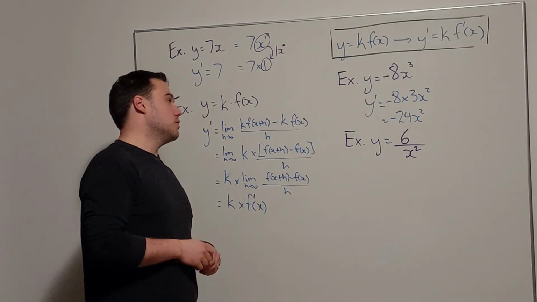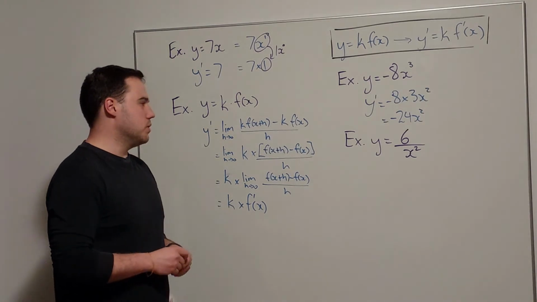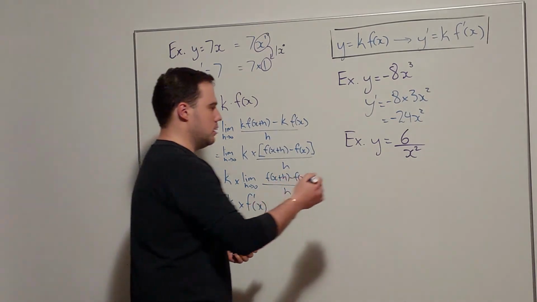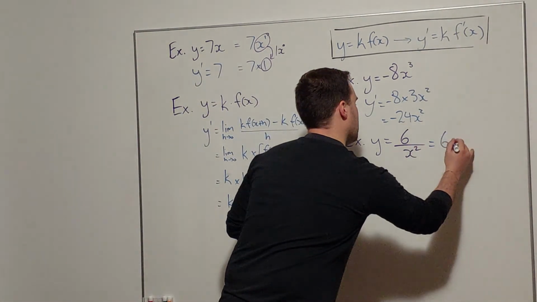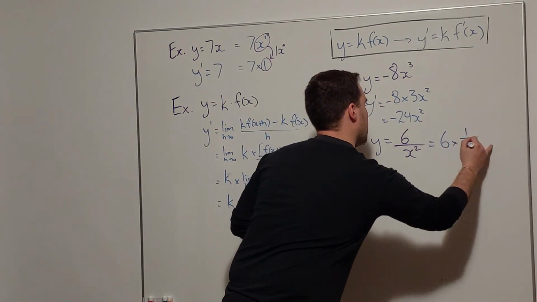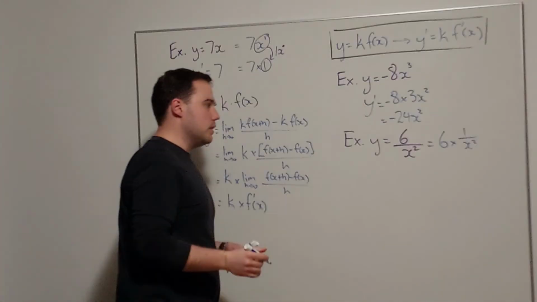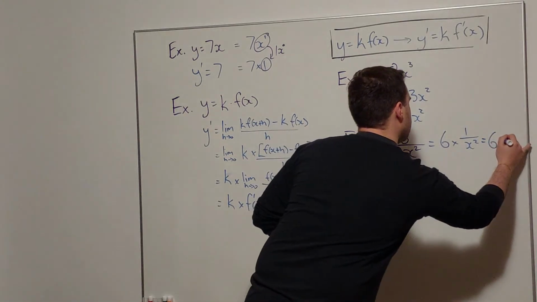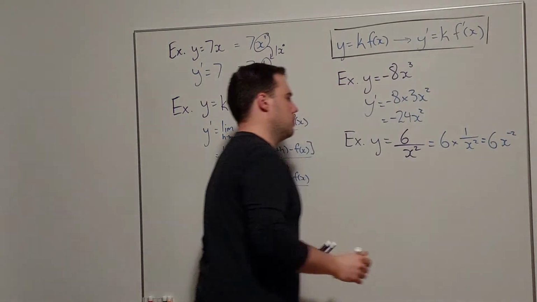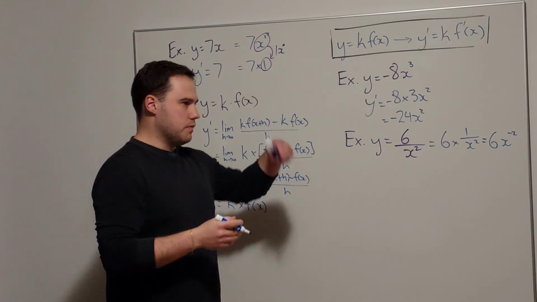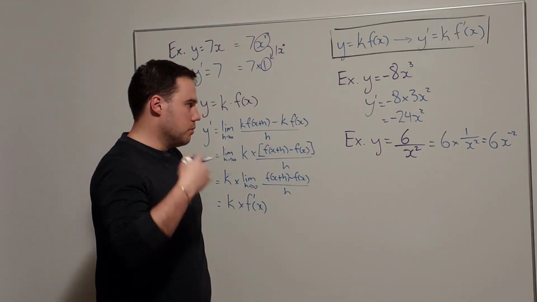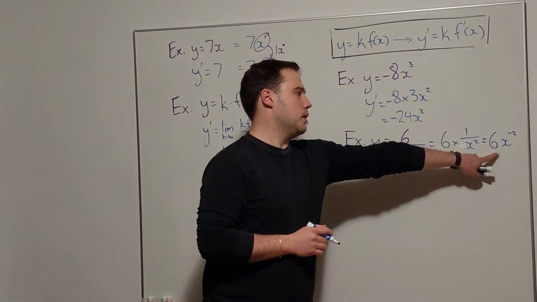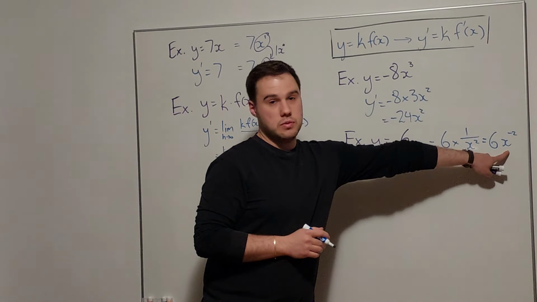Well, this doesn't immediately look like a constant multiplied by a function, but of course 6 over x squared is the same as 6 times 1 on x squared, and then 1 on x squared we can now bring that up with a negative, change it from the denominator into the numerator, changing from a positive to a negative power. Okay, so now we have a constant number times a function which we know how to differentiate.